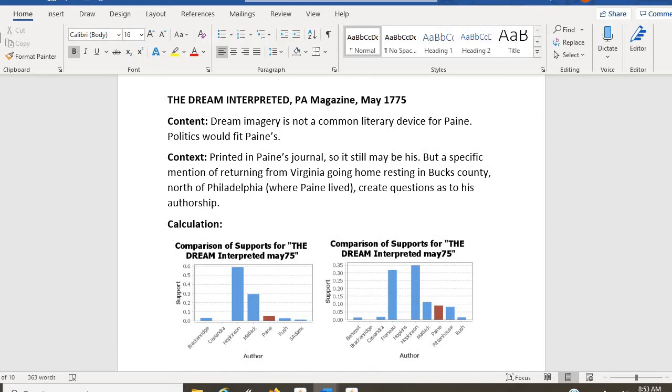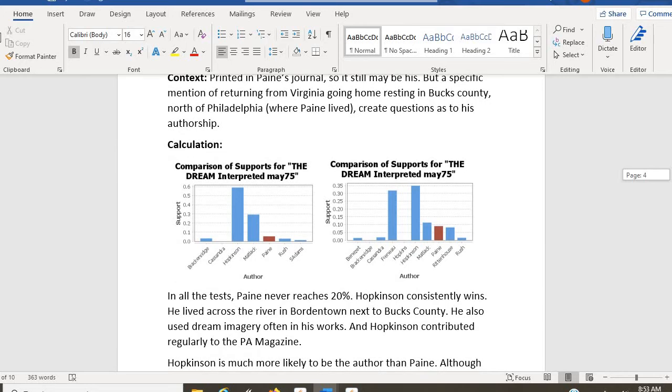You can see Paine has next to nothing here. He doesn't even reach 10% on these two. And in no other test of the 20 or so tests that we did with all the possible authors in 1775 does Paine ever reach 20%. This means the calculation is saying this is not Paine's writing. Hopkinson, however, consistently wins. Every test that Hopkinson is in, he wins, like on these two.